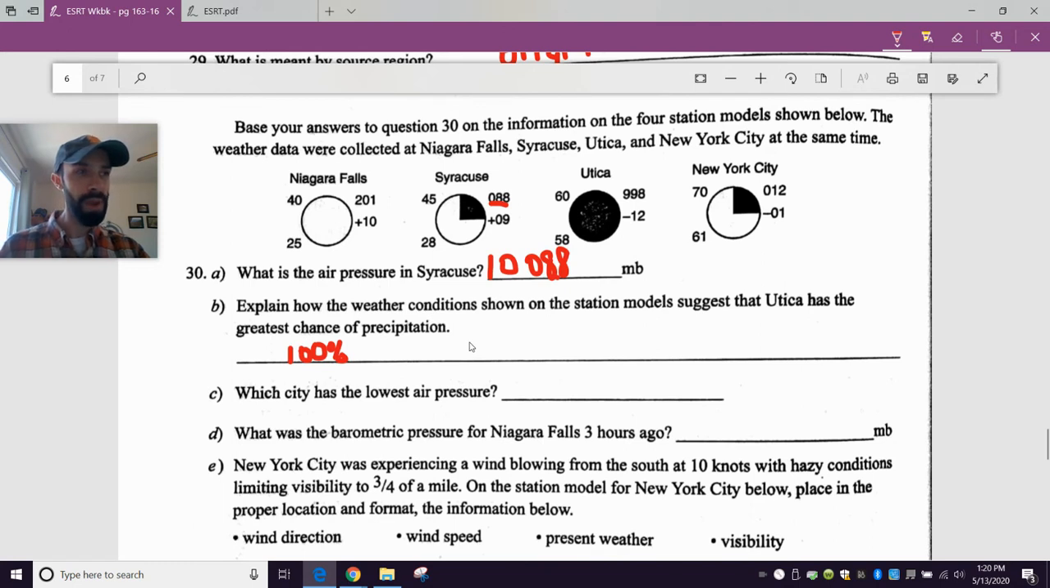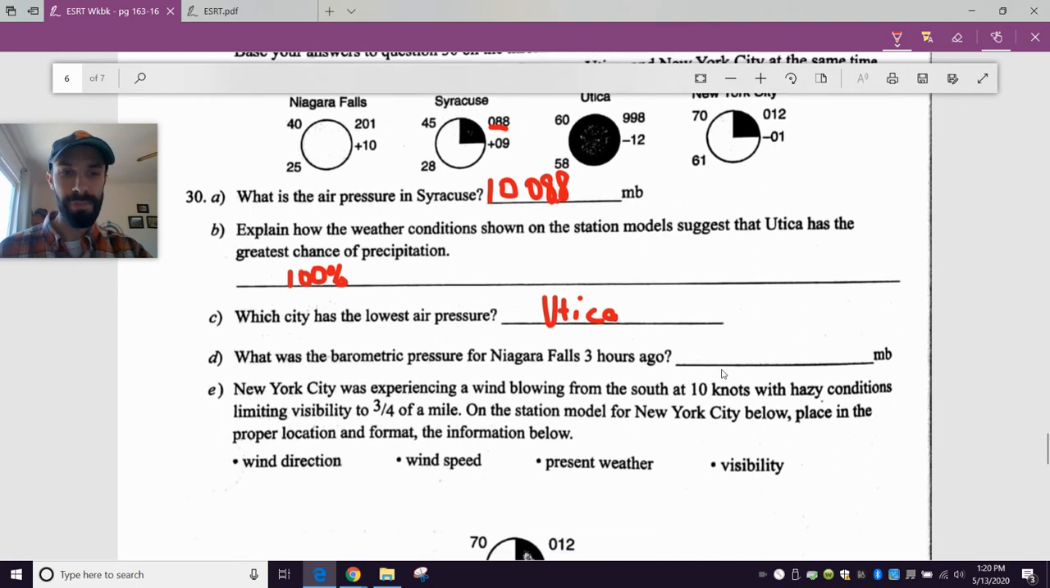Okay. All right. Which city has the lowest air pressure? Well, I just told you. It's Utica. And you have to figure that out just by looking at the numbers and decoding them all. Okay. In this case, the biggest number is actually the lowest number when it's coded, which is kind of confusing. You have to decode it. That's 999.8, and therefore that's the lowest pressure. This is 1001. This is 1008. That's 1020.